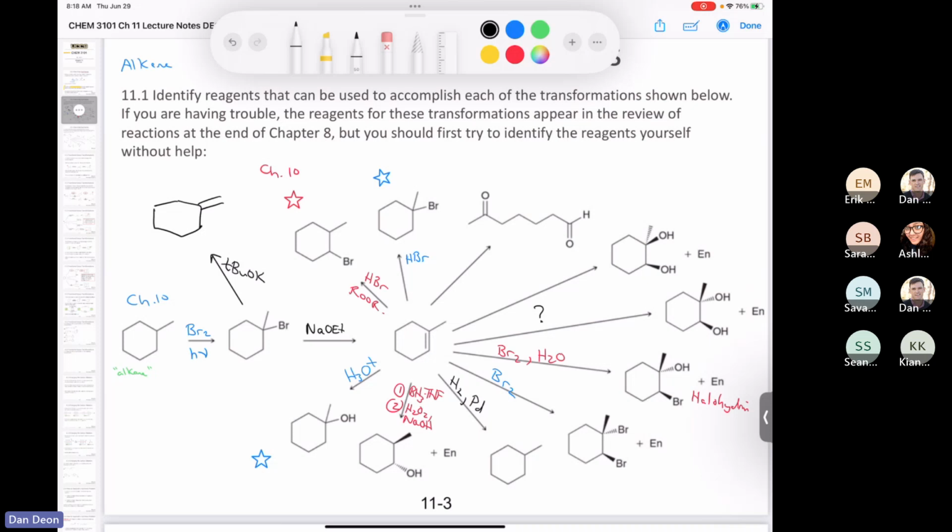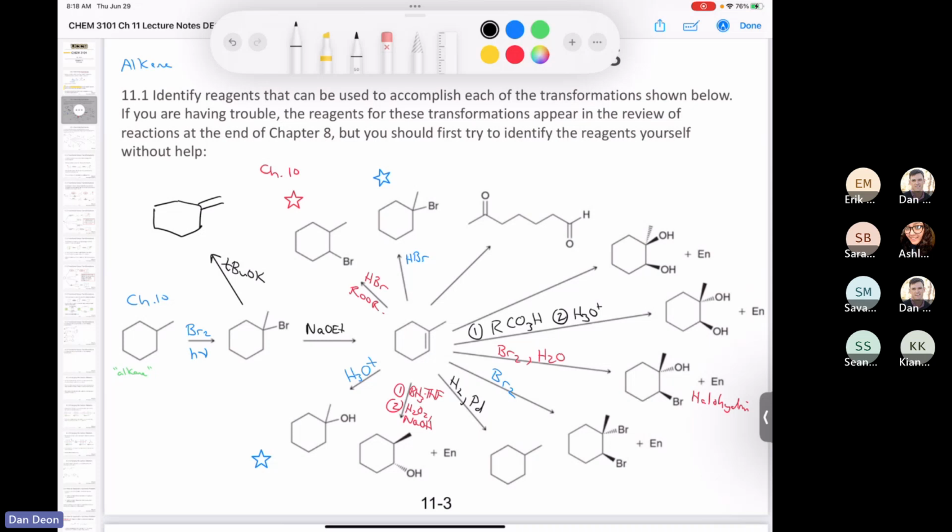Exactly, thank you. Thanks, Sarah. It's MCPBA or some kind of peroxy acid. So I was going to write MCPBA. Sarah says, let's write this RCO3H, right? A peroxy acid. Okay, and then in the second step, we're going to crack that epoxide open with aqueous acid.